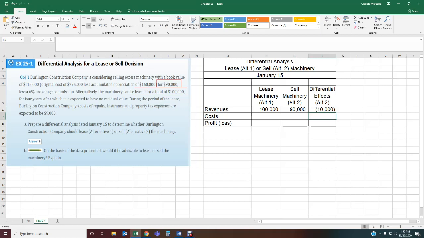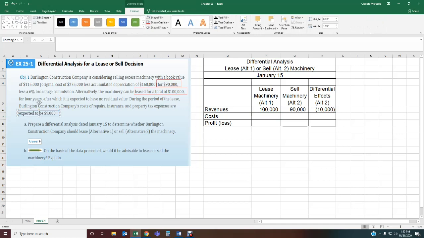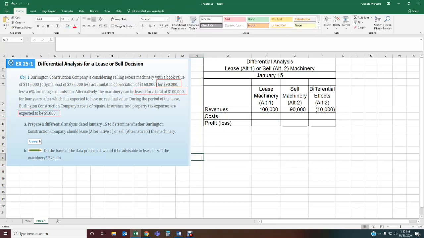But we don't only take into account the revenues, we also have to take into account the associated costs or expenses, okay? So if I lease the machinery, what cost am I going to incur? Well, the problem says that if you lease the machinery, you're going to have to pay cost of repairs, insurance, and property tax expected to be $9,000. So if you decide to lease it, you're anticipating paying $9,000 over the next 4 years, okay? So because this is a cost, it's going to be in parentheses, okay? Because I'm spending this money, okay?